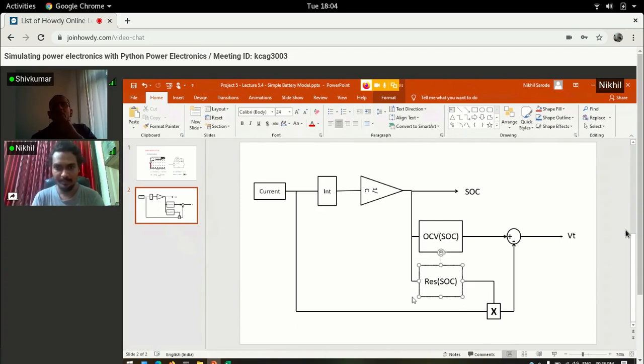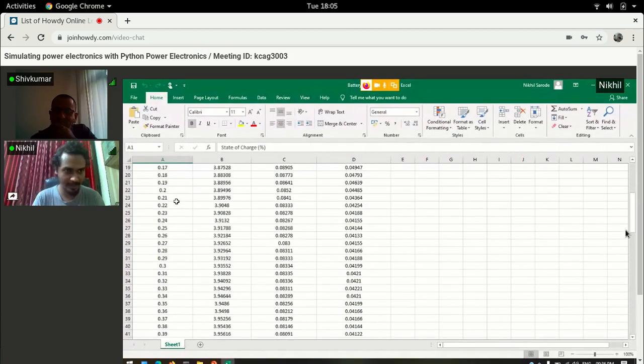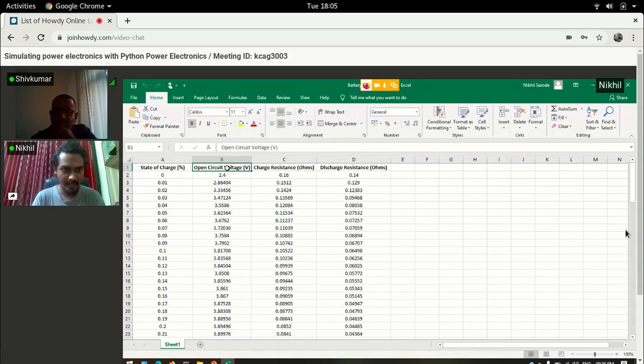So when you say lookup table, it means how do you choose the resistance given if it is charging or discharging? So I have a data set of that. This is the state of charge ranging from 0 to 1, incrementing by 1%. This is the open circuit voltage corresponding to that SOC. This is the charging resistance and this is the discharging resistance. For instance, today we can consider only one thing for charging, but that I can extend further. So this is the data for a particular SOC. These are the open circuit voltages, and this is the internal resistance.